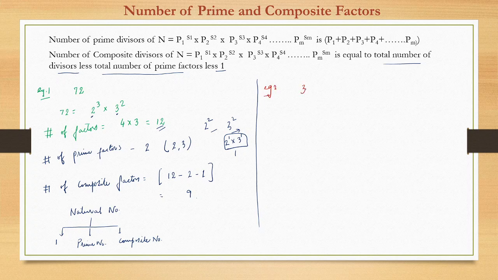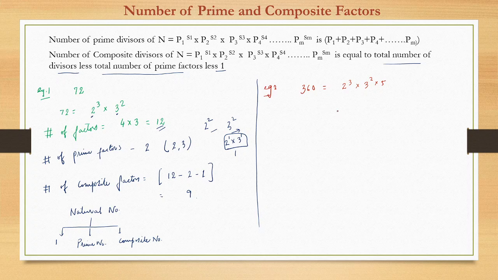So this way. Another example, let's take the case of 360. So 360 we can write as 2 raised to power 3 into 3 raised to power 2 into 5, right? 8 times 45 is 360. So this way we could prime factorize 360.